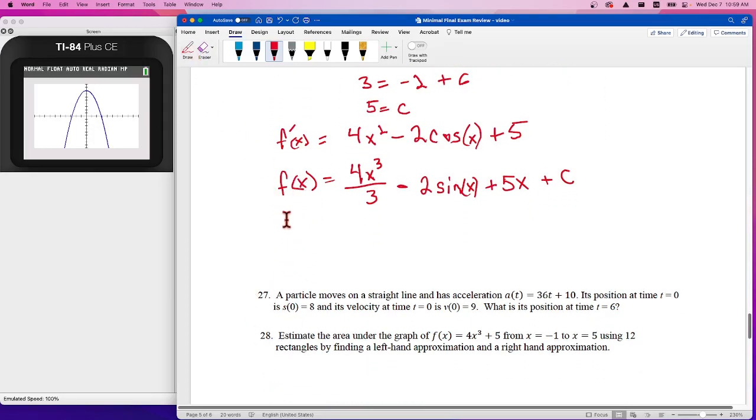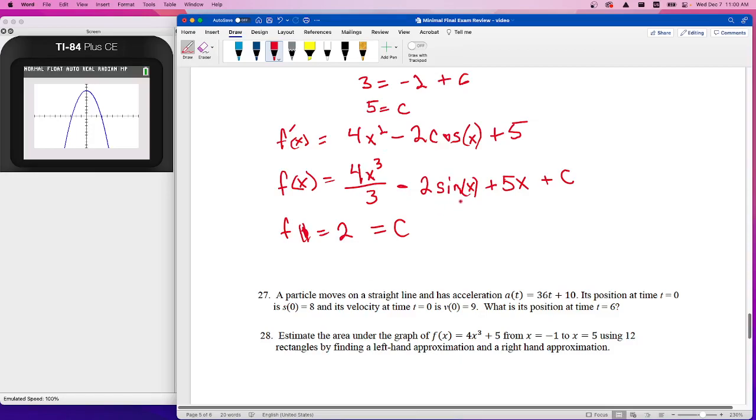So to find out what c is, we know that f of 0 equals 2. Plug in 0 here, this is going to be 0. Plug in 0 here, this is going to be 0. Sine of 0 is 0. Plug in 0 here, this is going to be 0. So c is equal to 2. So that was kind of a nice, easy one.